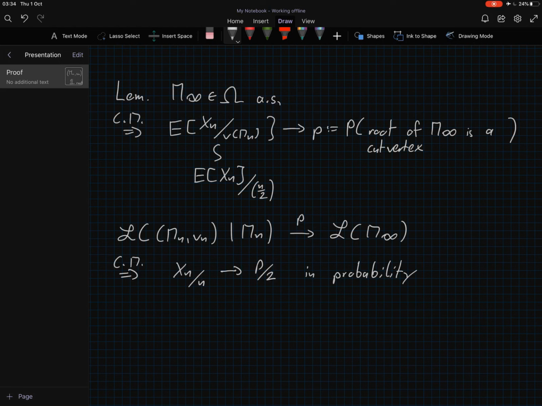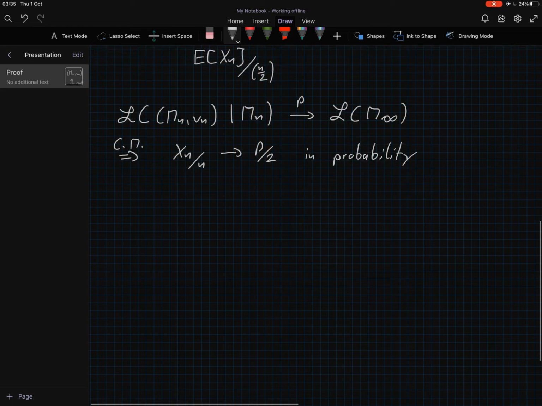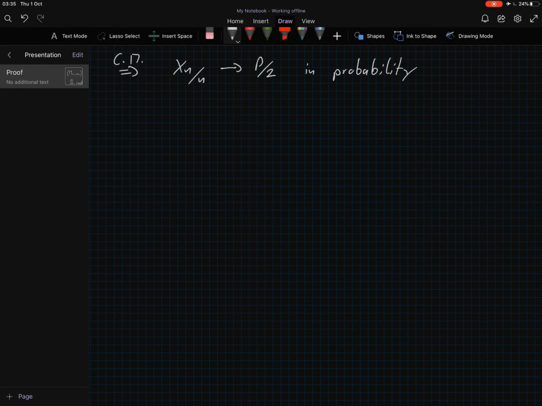Now, in order to prove our main theorem, there are two things left to be done. First, verifying our lemma that M infinity lies almost surely in omega. And second, calculating this probability that the root of M infinity is a cut vertex. I'll just very briefly sketch the proof of the lemma.